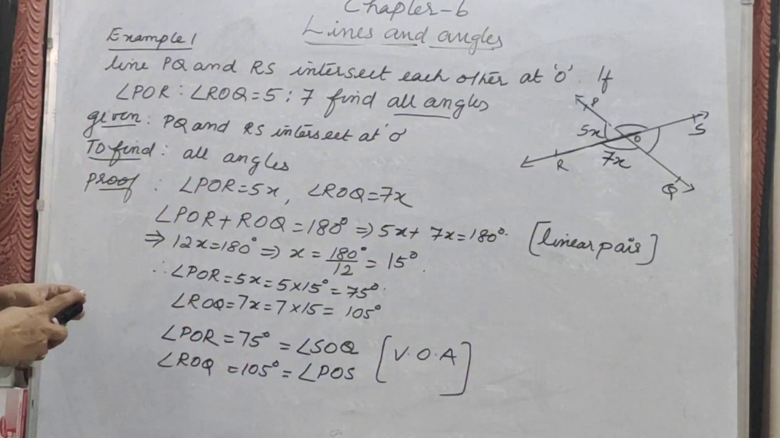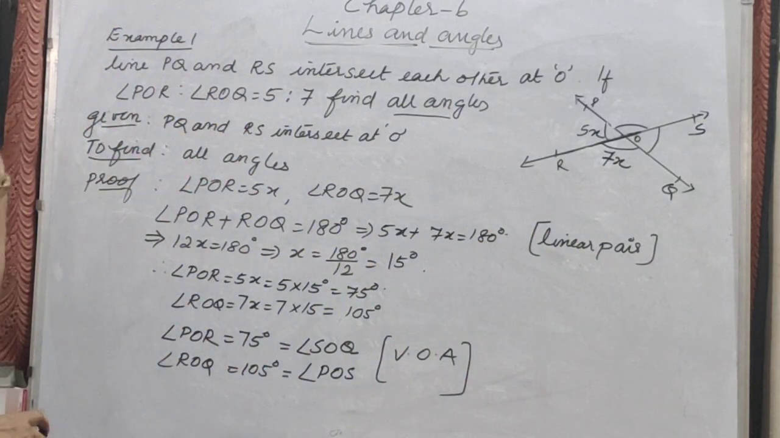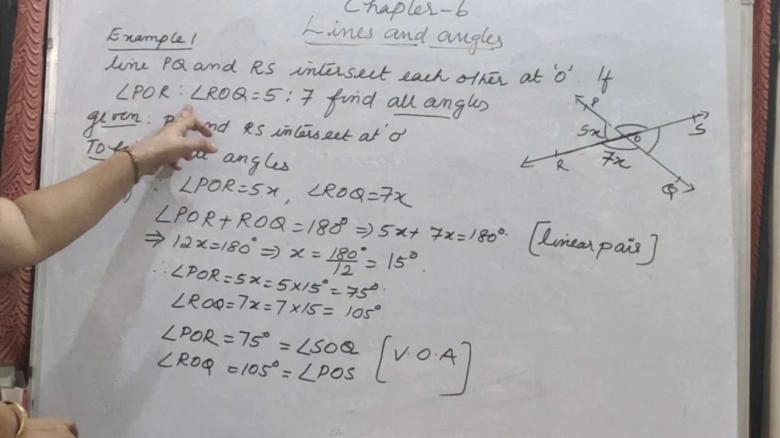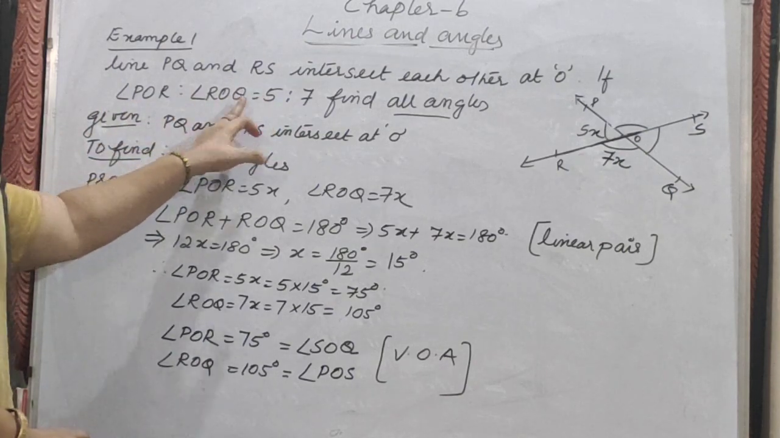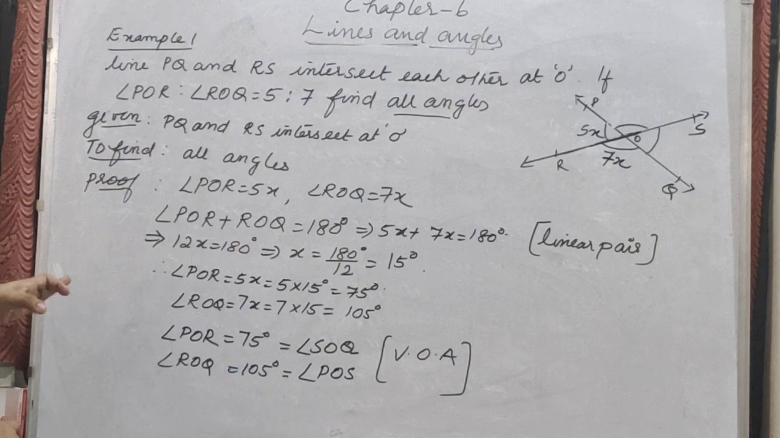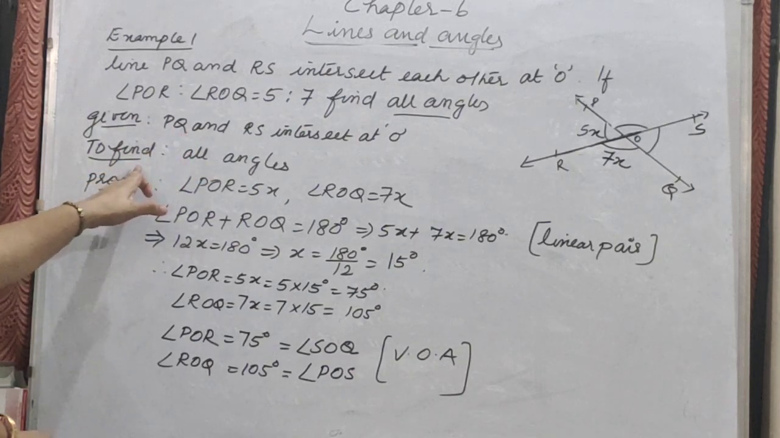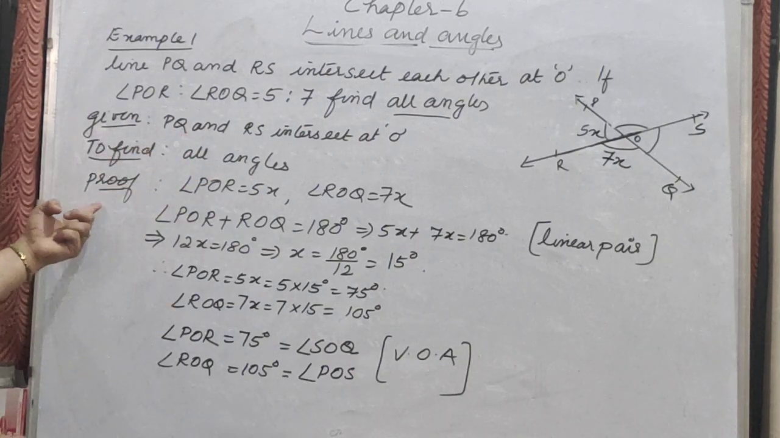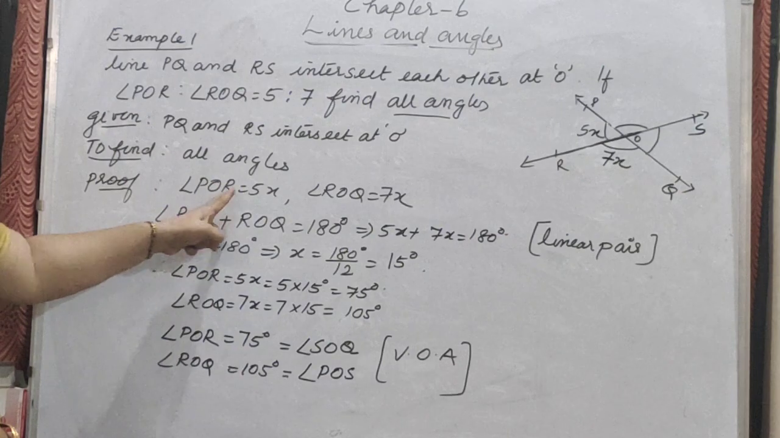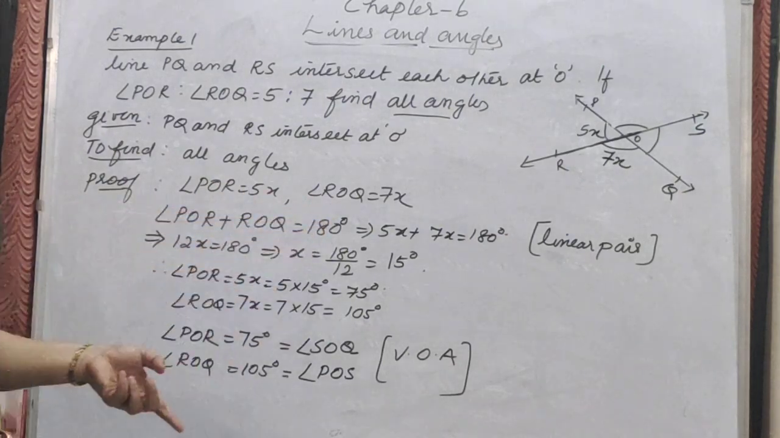So what is the question? PQ and RS are lines that intersect each other at O, and the ratio of angle POR to angle ROQ is 5:7. Based on this, we should find all the angles. So like this, we have to write the steps. What is given? PQ and RS intersect at O. Find means all the angles. And proof: let angle POR equal 5x, ROQ equal 7x.